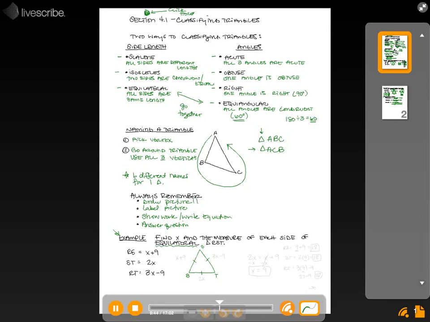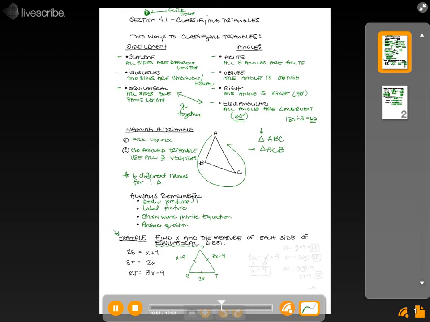Okay, so I've drawn a picture. I've marked it equilateral by showing all sides are the same length. Now we're going to label the sides. RS is x plus 9, ST is 2x, and RT is 3x minus 9. Now we're going to solve this.